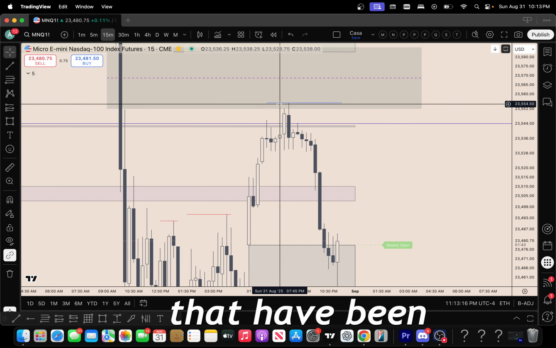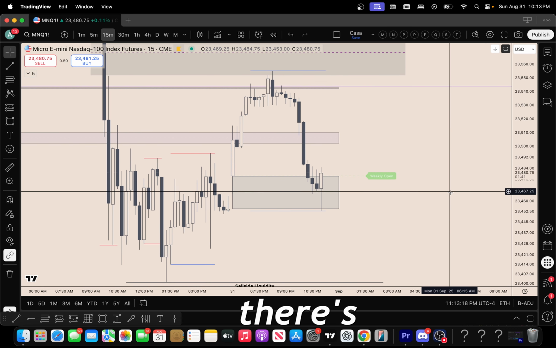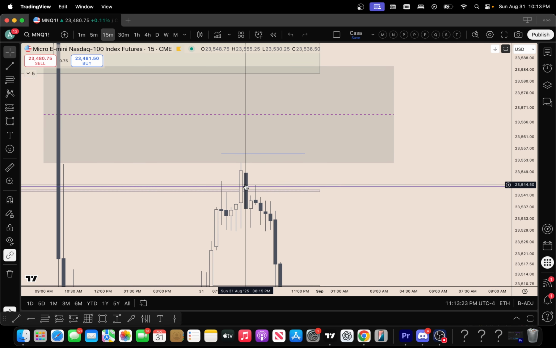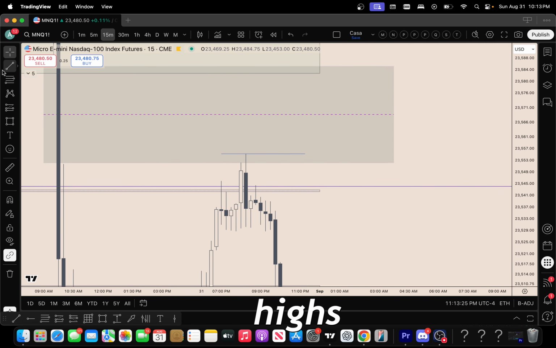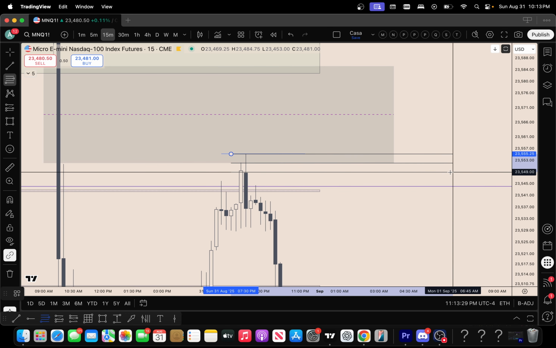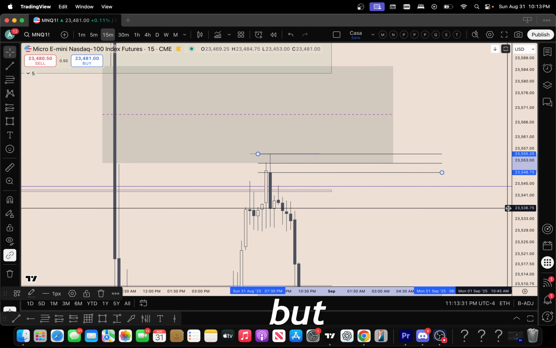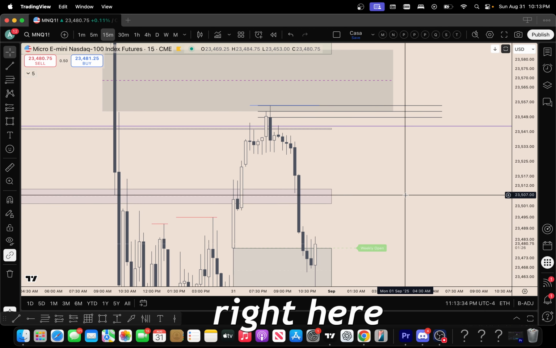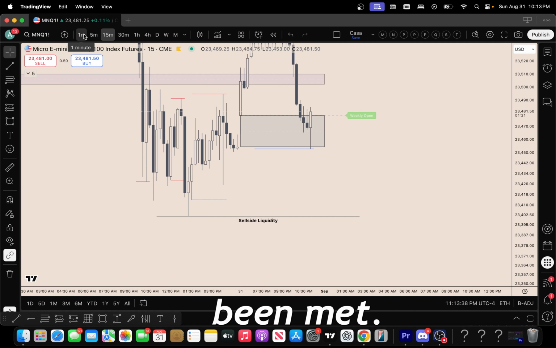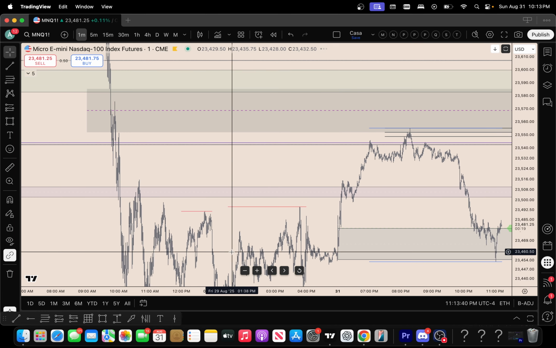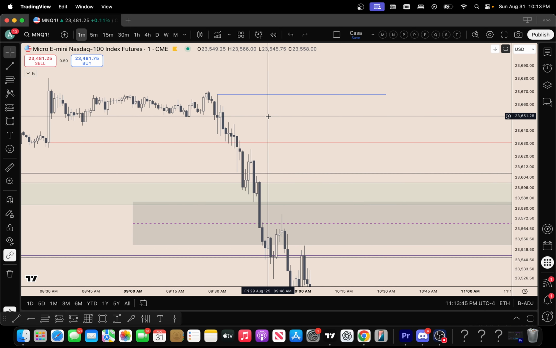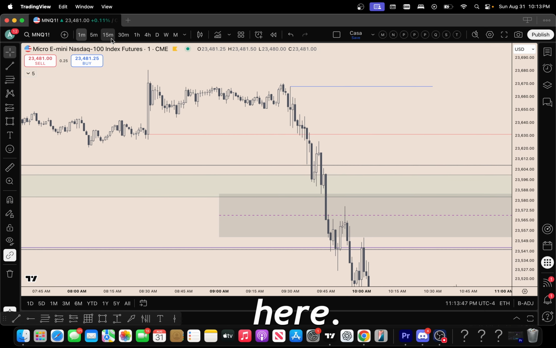There's kind of no reasoning. Sucks we didn't trade into this wick. That would have been beautiful, but there's no reasoning for us to take out these highs. We could possibly trade back into this wick right here, but there's no reasoning for us to go higher than these highs right here, unless we take out what? The sell side objective. Then that's been met. What I took personally on Friday was this right here.